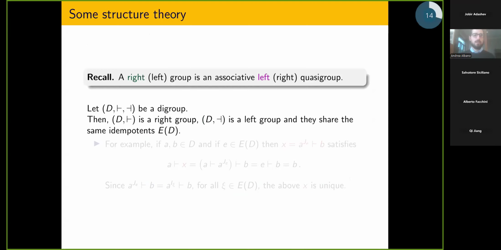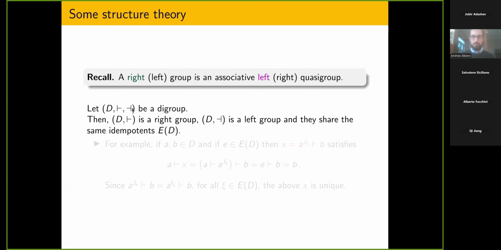Now, let us work a bit with digroups. Let us do some structure theory for digroups. Let me first recall that given a semigroup, we can say that this semigroup is a right group if it is also a left quasigroup. So, put better, a right group is an associative left quasigroup, in the sense that left multiplication is bijective. The left multiplication operators are bijective.